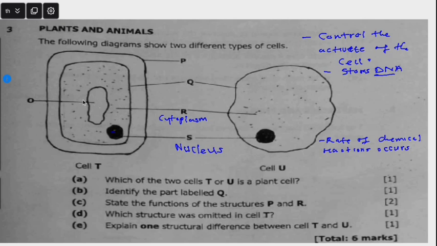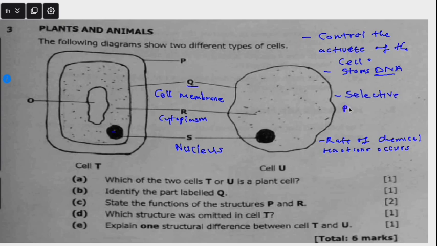Let's try to look at the part labeled Q. This part labeled Q is called the cell membrane. The cell membrane and the cytoplasm are common in both plants and animals. What is the function of the cell membrane? The cell membrane acts as a selectively permeable membrane, which means it selects what goes in and out of the cell.